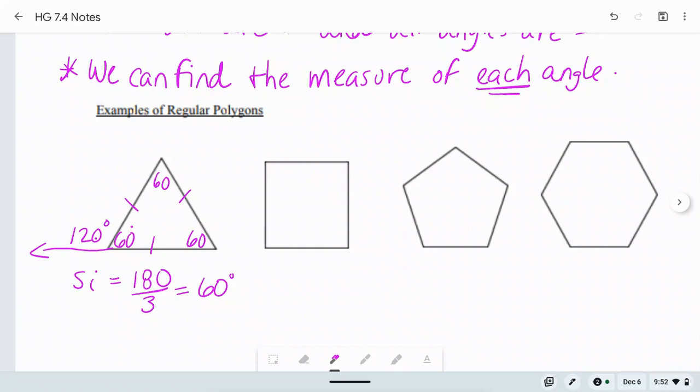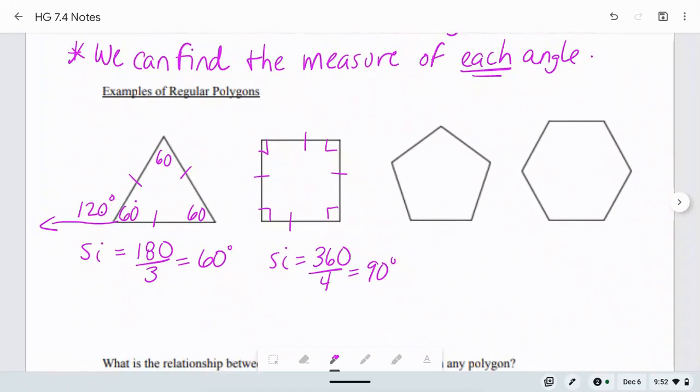Then a regular polygon in the quadrilateral family would be the square, because all the sides of a square are congruent and all the angles are congruent, and they all end up being 90 degrees because the sum of the interior angles in a quadrilateral is 360, and then there's 4 angles, so that comes out to 90 degrees for each interior angle. So if I wanted to find an exterior angle, I would just do 180 minus 90, and I end up with 90 degrees for each exterior angle as well.